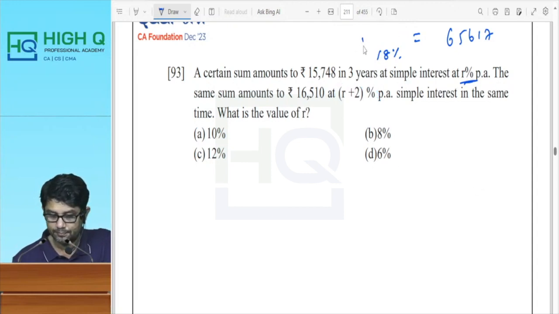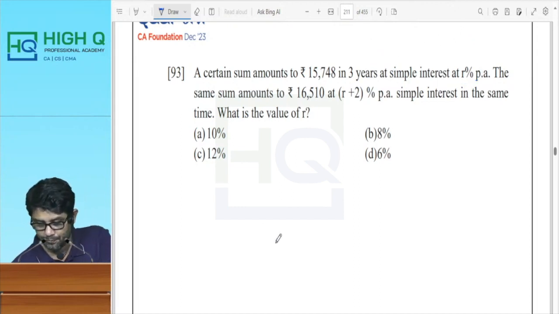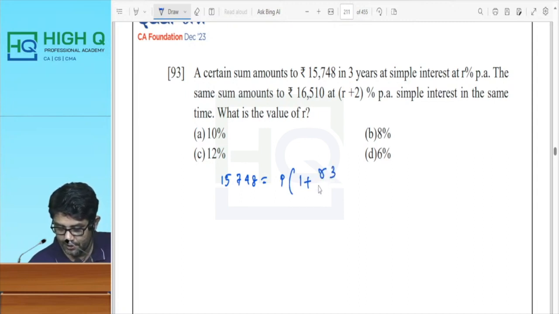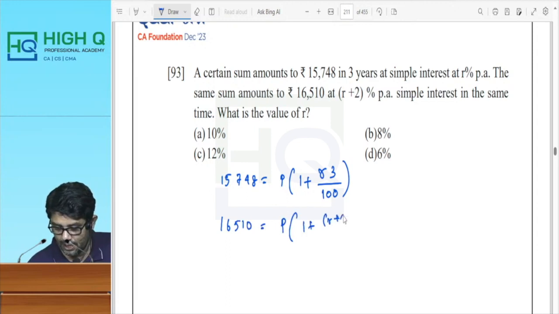Now listen here. Let me do this. 15,748 is equal to P into 1 plus RT by 100. Am I right, my dear? And the next one is 16,510 is equal to the same P into 1 plus R plus 2 into 3 by 100.